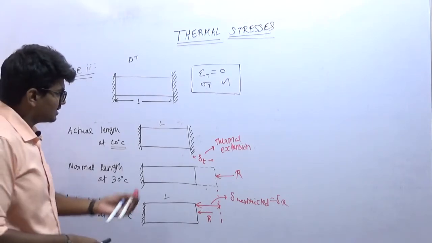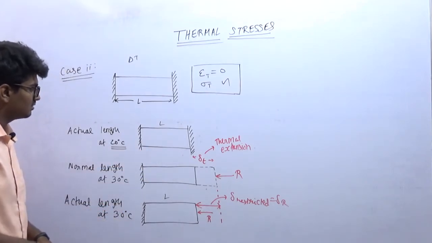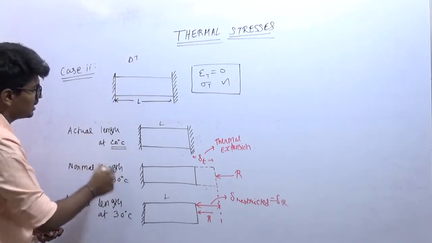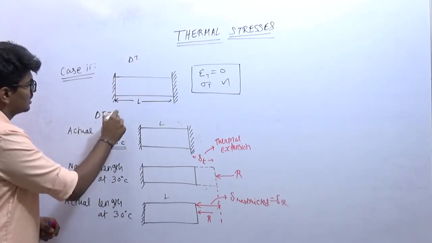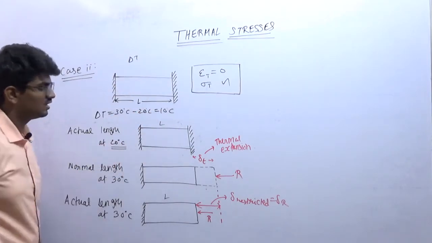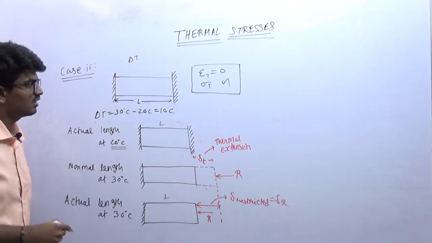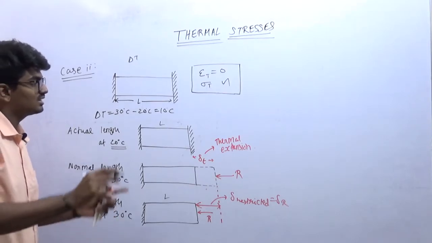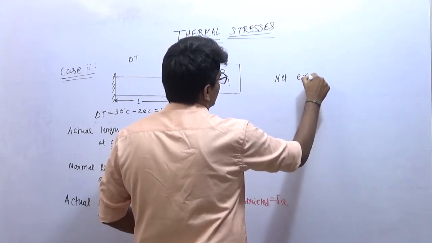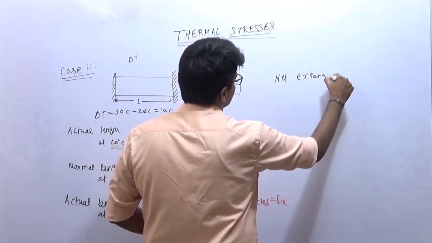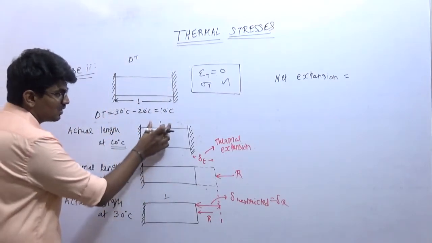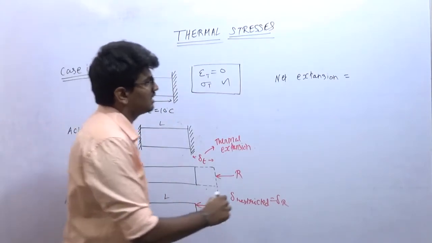Now, what conclusion can I give after increasing the temperature from 20 to 30? Here the change in temperature is 30 degrees minus 20 degrees, that is 10 degrees Celsius. Due to this 10 degree Celsius increase, what is the net expansion happening in the axial direction? There is no expansion, right? Initially it was length L, finally it was length L.